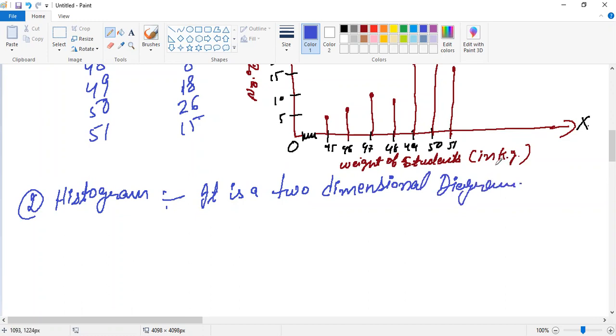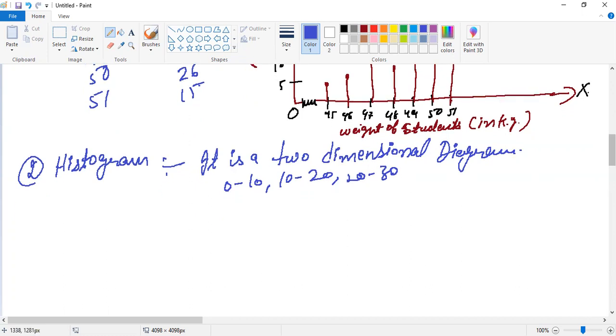Okay, so where will we use a histogram? Where a frequency distribution series is given, meaning class intervals are given, like 0 to 10, 10 to 20, 20 to 30. Histogram is a very popular method of presenting continuous series or class interval frequency distribution. A histogram is never drawn for a discrete variable. We never draw a histogram for a discrete variable.